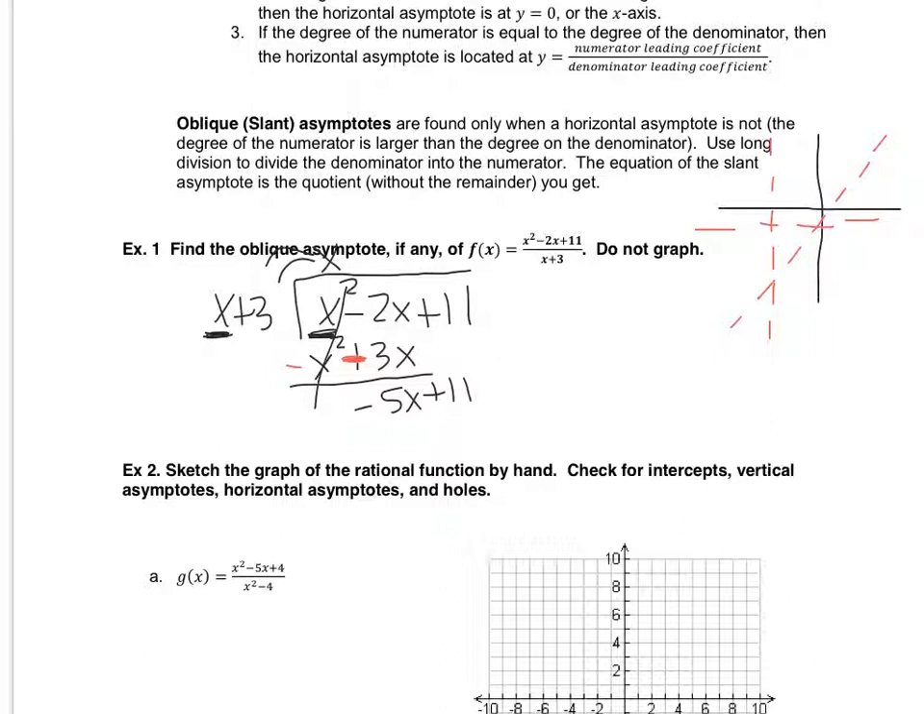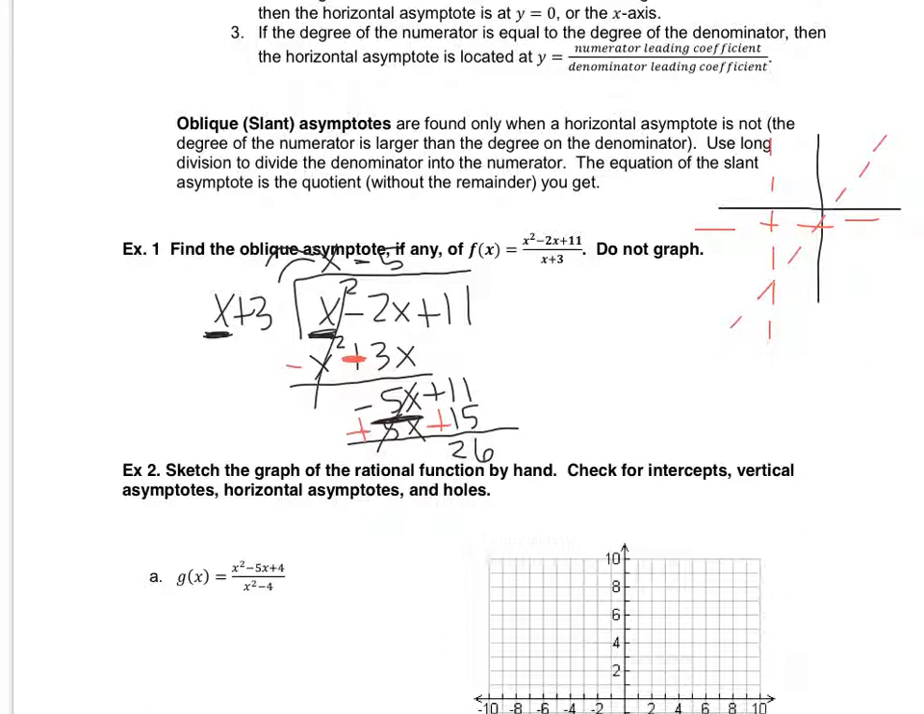So then look at your first terms again. Again, I have x, and I want him to look like negative 5x. So I'm going to multiply by negative 5. And again, distribute that negative 5 back through. So this gives me negative 5x minus 15. And change your signs. So that's now plus, and that's now plus. And add down. Those cancel. And this gives me 26.